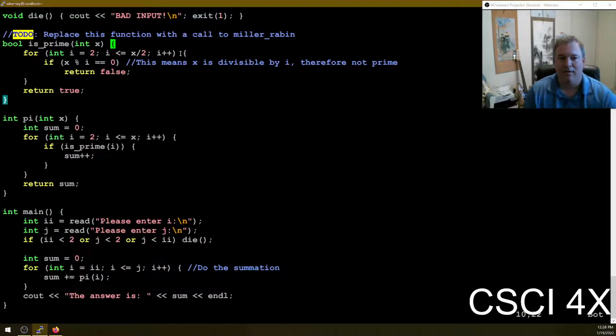So you replace it with Miller-Rabin. Now your code is much, much faster. If you're doing a million numbers, it'll be a million times faster because you don't have this for loop anymore.